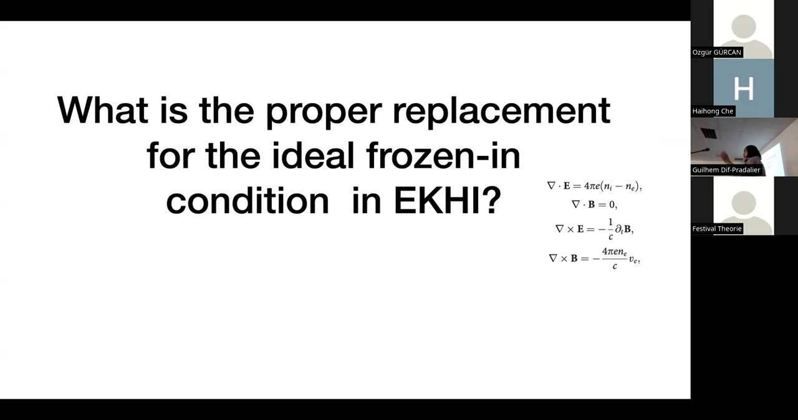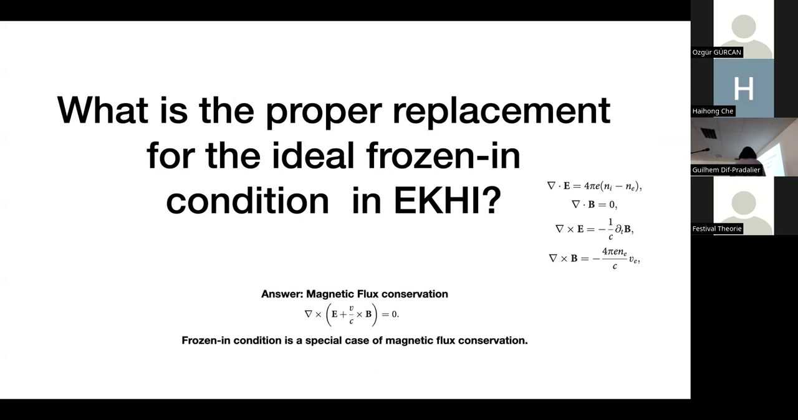So how to do it? The answer is very easy. We can replace the frozen condition by the magnetic flux conservation. The frozen condition is a special case of the magnetic flux conservation. Mathematically, if we understand the difference between them, we can think that the frozen condition has a Lie-dragged symmetry along the field line.